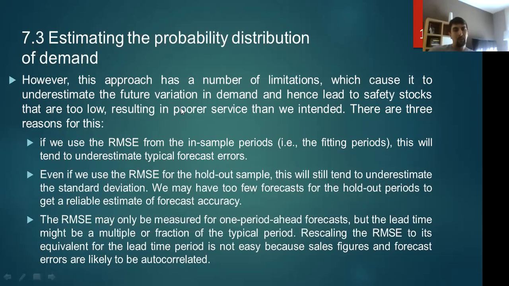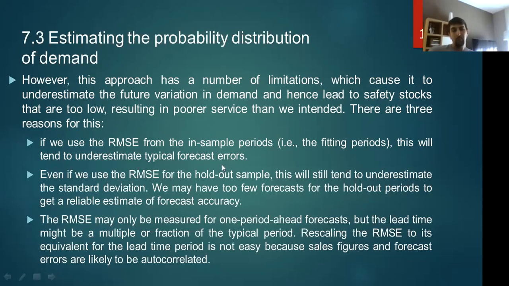For example, the first reason: if we use the root mean square error from the in-sample periods, there is always a possibility that we will underestimate the typical forecasting error, because we are basically calculating the error on the training data. Our model was built on that data. We fitted all the parameters on that data, and later we use the residuals to see what our root mean square error is, and use that as the estimation of the standard deviation. So that's not a good thing to do.